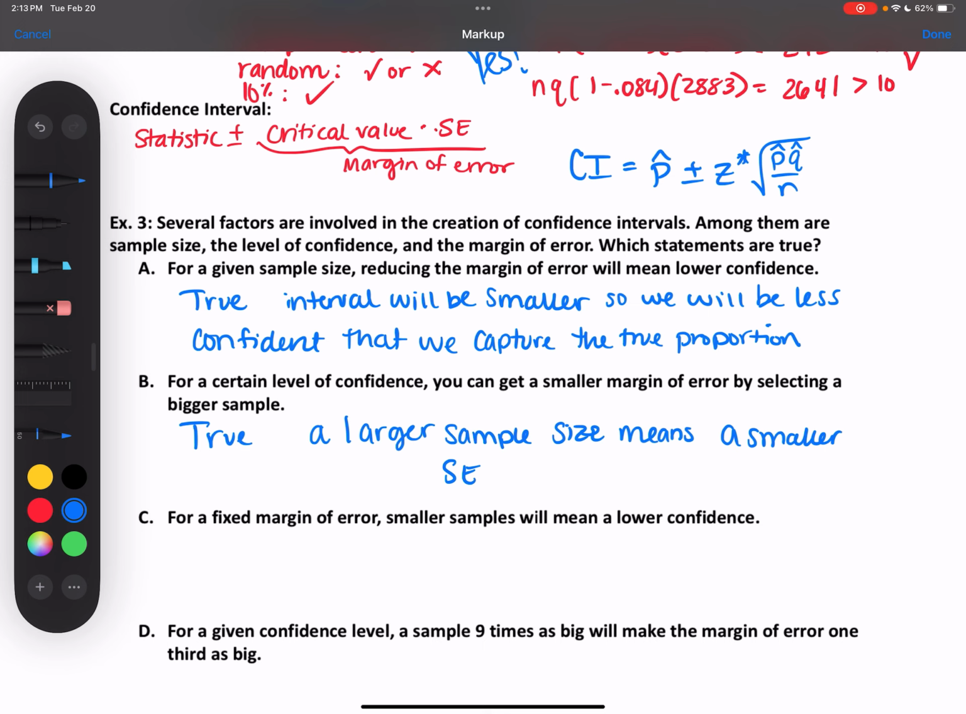All right, for a fixed margin of error, smaller samples will mean a lower confidence. What does it mean, fix the margin of error? Like that it's staying the same? Staying constant. Oh, like it's 3% regardless kind of thing. Oh, okay.